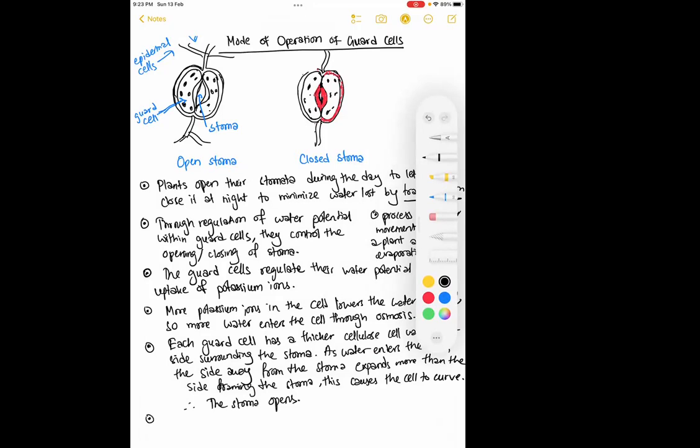Okay. And then when there is excessive water loss, even during the day, the guard cell will lose that turgor pressure, and it will become flaccid. And so the stoma will close.